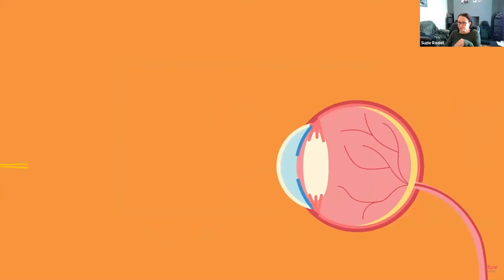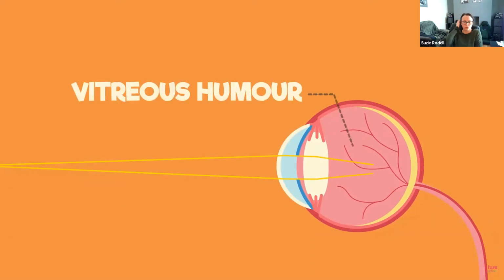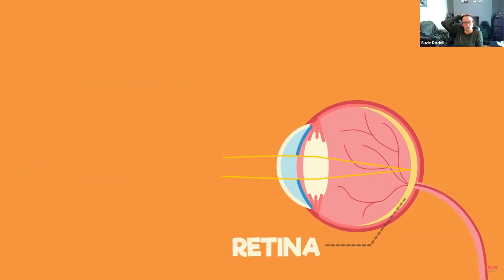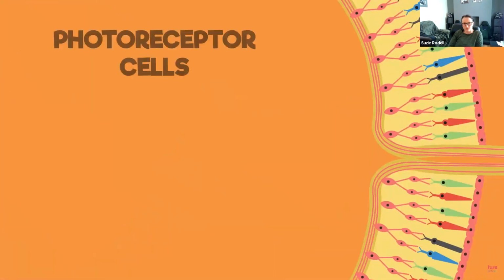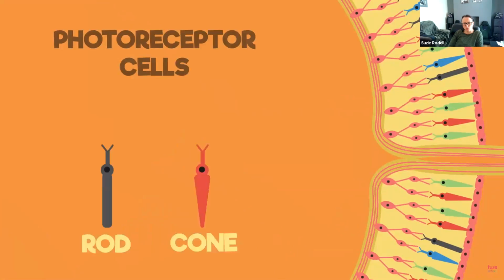So light enters the eye through the cornea and passes through the pupil onto the lens. The lens refracts light through the vitreous humor to the retina. The retina at the back of the eye contains a thin lining of special cells called photoreceptor cells. There are two types of photoreceptor cells, the rod cells and the cone cells.